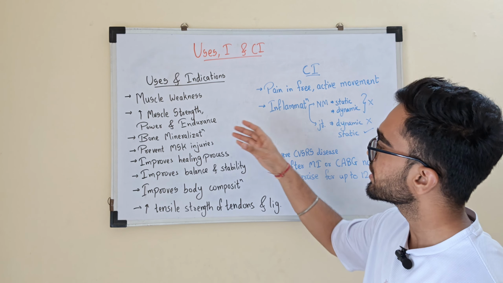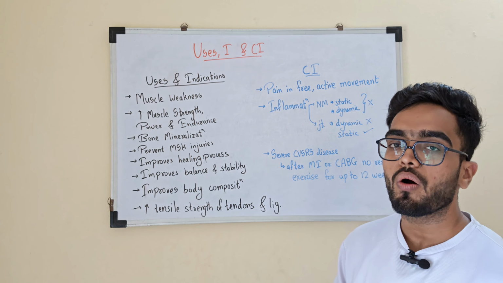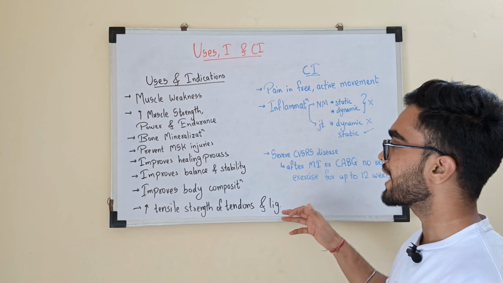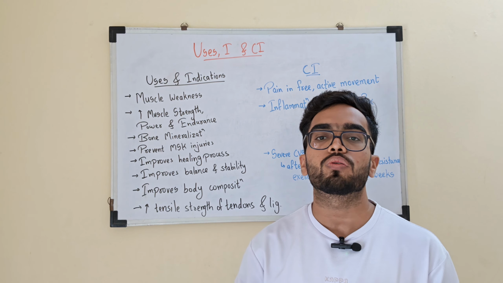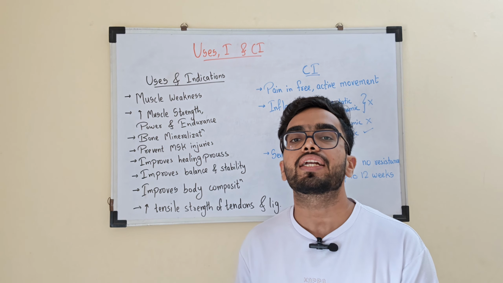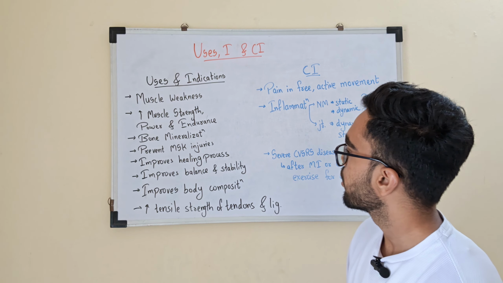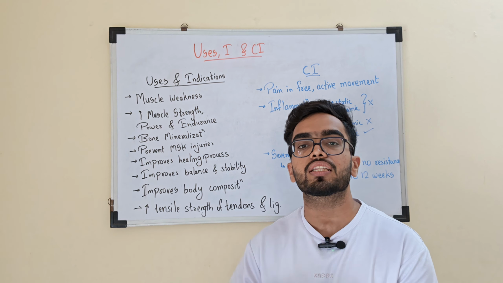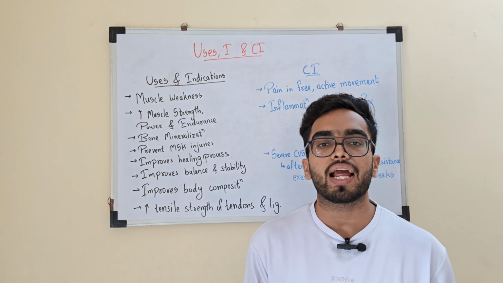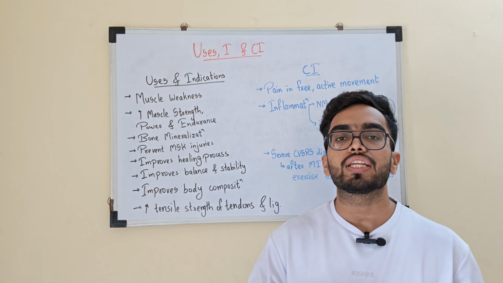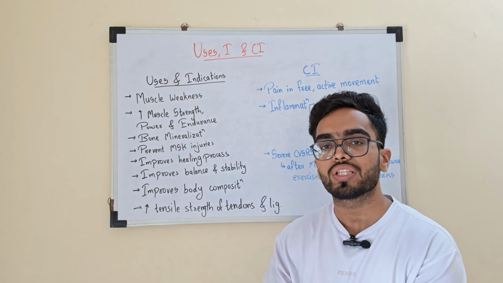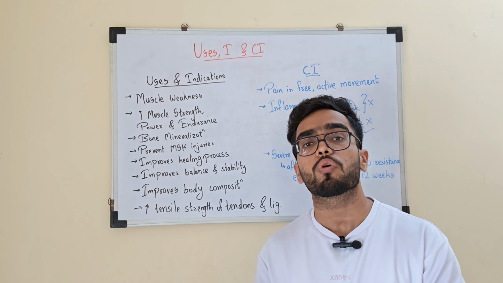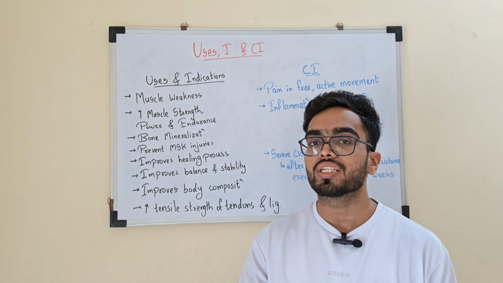Next is preventing MSK injuries, musculoskeletal injuries. How are these musculoskeletal injuries prevented? By increasing the tensile strength of tendons and ligaments and the muscles which surround the joints. All this helps in preventing musculoskeletal injury. Okay, it improves the healing process. How does it improve the healing process? By increasing the blood supply to that area. When we contract the muscle, we pump the blood and increase the blood supply to that region, and the contraction of the muscle helps in the venous return, which helps in the removal of toxins from that area. So this helps in the healing process.